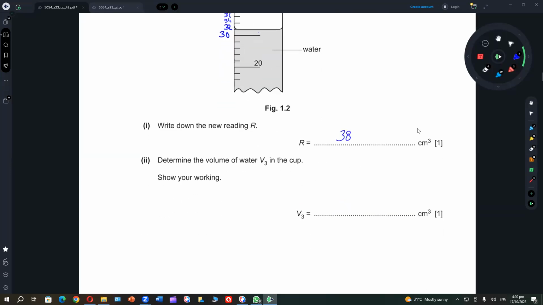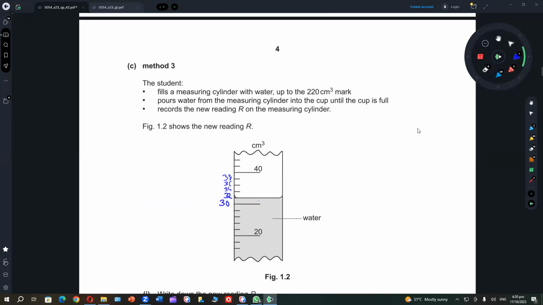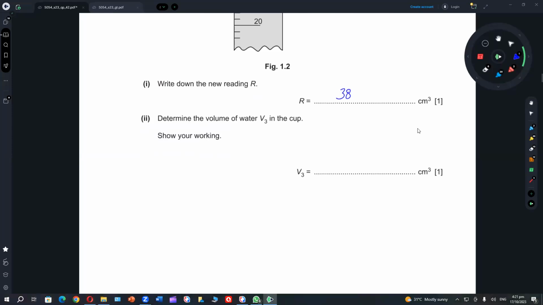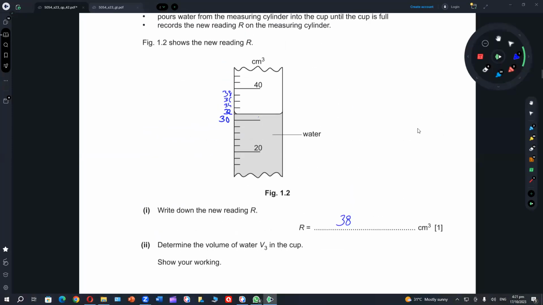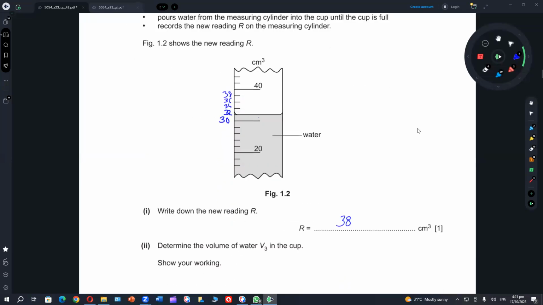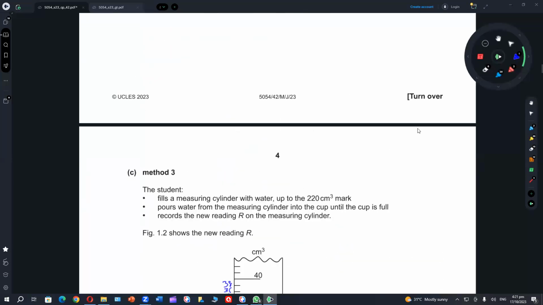Determine the volume of water in the cup. Show your working. Determine the volume of the cup. And do we have any formula? Where is the cup?